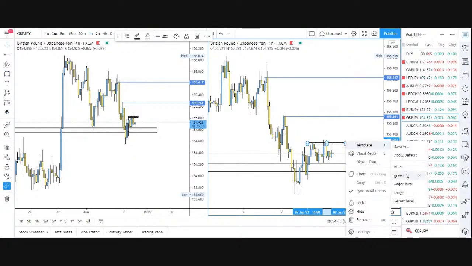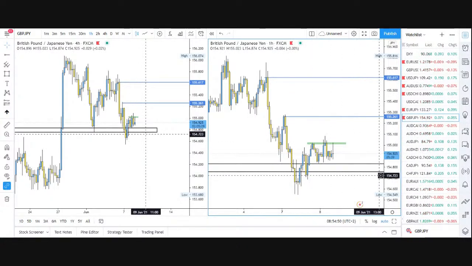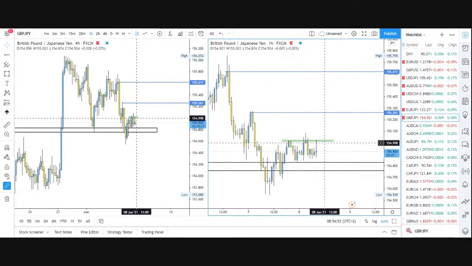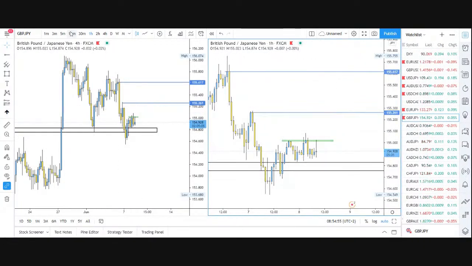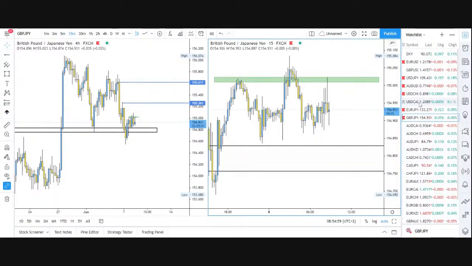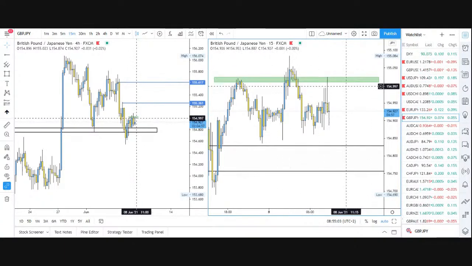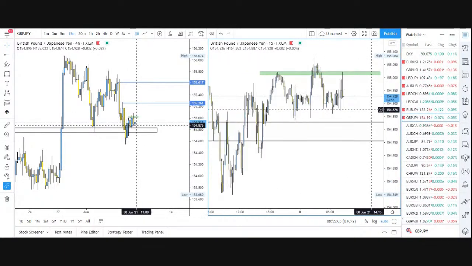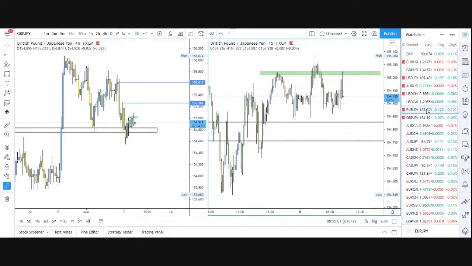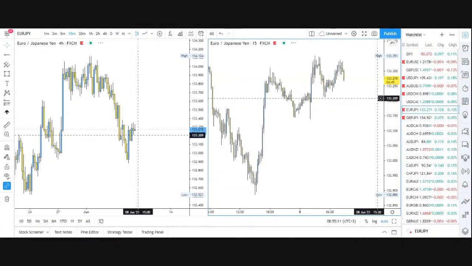Let me change this color to green. Okay, there we go. So this is what we're looking at. We're looking at hopefully a break above here on the 15M. But you can see we're getting multiple wick rejections of this region, kind of like a 15-minute head and shoulders or something. So yeah, let's keep an eye out on Euro JPY for the next 15M.